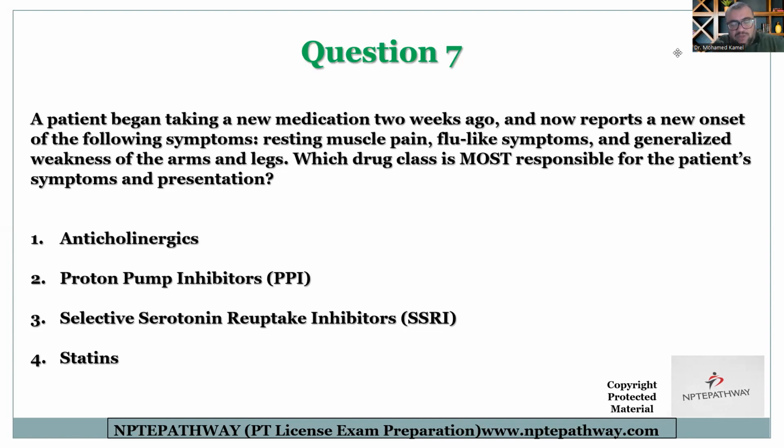And today, this is our question. A patient began taking a new medication 2 weeks ago and now reports a new onset of the following symptoms: resting muscle pain, flu-like symptoms, and generalized weakness of the arms and legs. Which drug class is most responsible for the patient's symptoms and presentation?